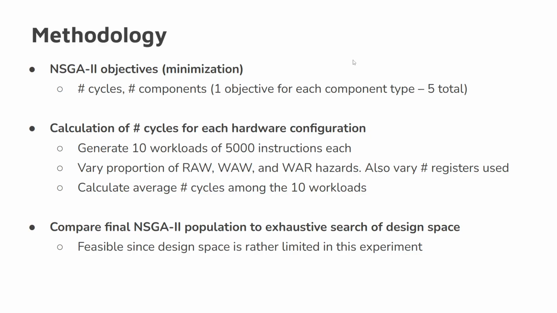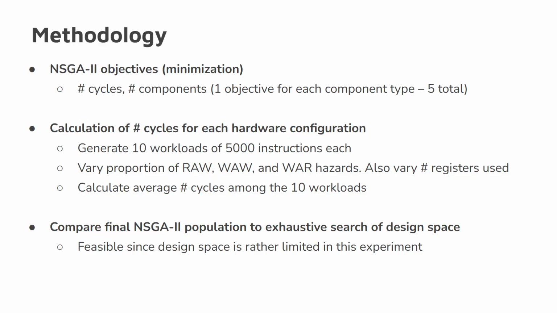So, methodology for this project. Again, the optimization objectives for the NSGA2 are all minimization. We want to minimize the number of cycles that a fixed workload requires, and we want to minimize the number of components in the hardware configuration, and that's one minimization objective for each component type, so that should be 5, which is the functional units, the reservation stations, and the register file size. We want to minimize all of those as a surrogate for cost or energy.